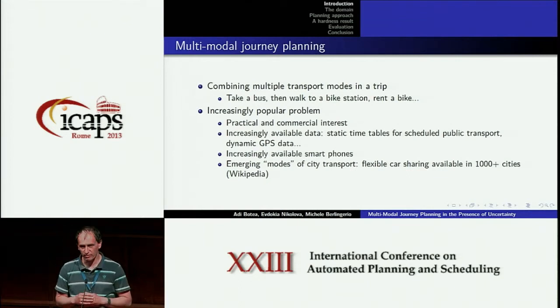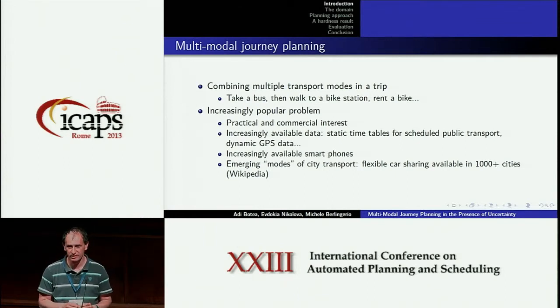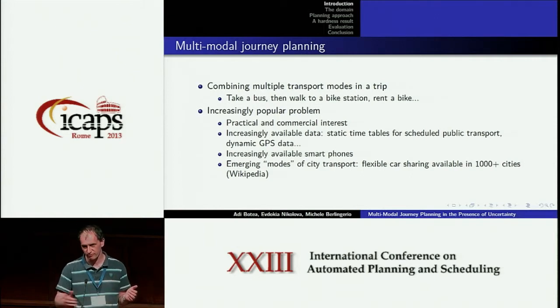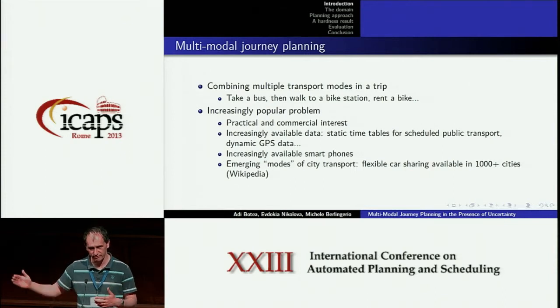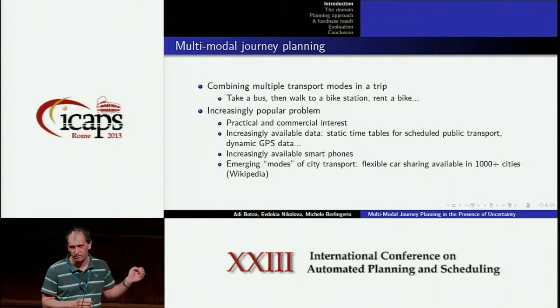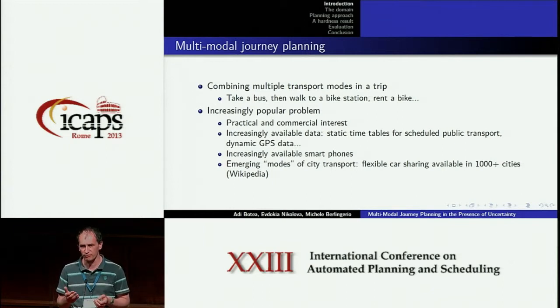Why do we care about this problem? Well, it's getting fairly popular recently for a number of reasons. One of the reasons being that there is some practical interest behind it and even some commercial interest. And in addition to that, there is more and more data available. Some of that data is static, such as the timetables of buses, for example. But part of the data is also about real-time updates about, for example, the estimated times of arrival of buses at stops. And there are more reasons. Even the availability of mobile phones helps, because with that we can think about how to track a user along the journey and how to trigger replanning in a smart way when that is necessary.